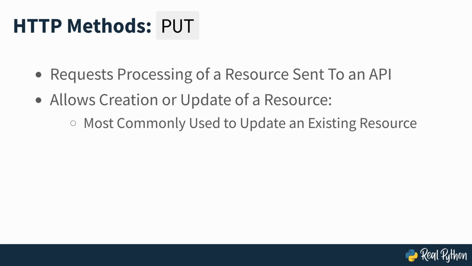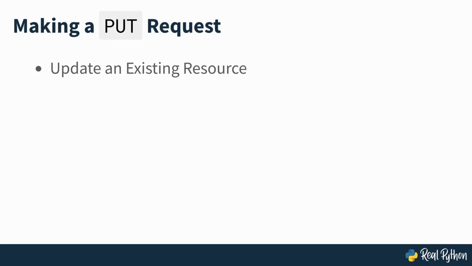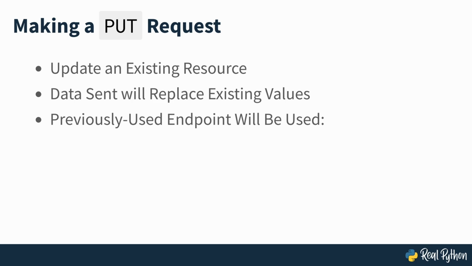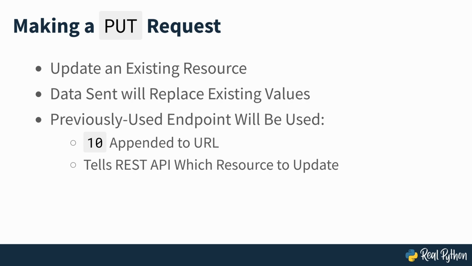The code you'll see on screen sends a put request to update an existing to-do with new data. Any data sent with a put request will completely replace the existing values of the to-do. You'll use the same JSONPlaceholder endpoint you used with get and post, but this time you'll append 10 to the end of the URL. This tells the REST API which to-do you'd like to update.